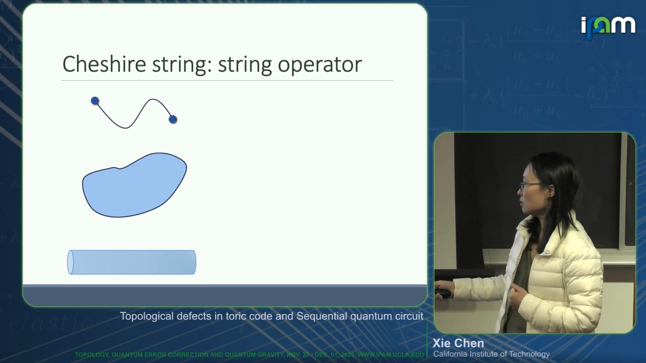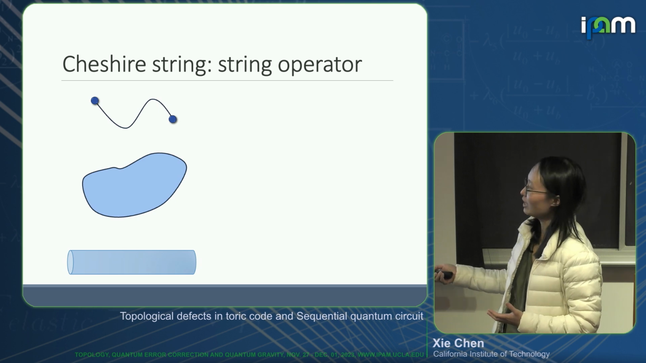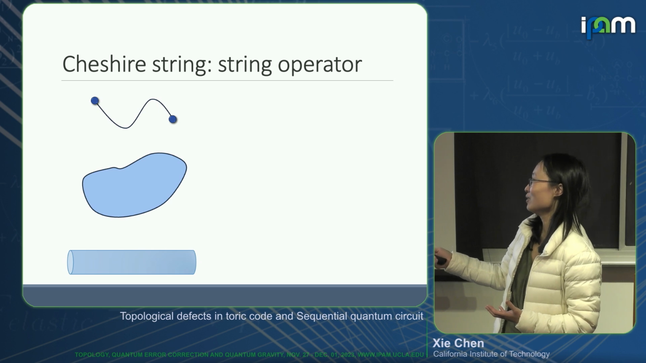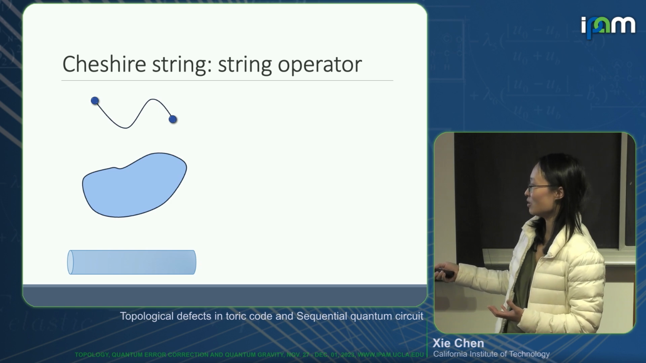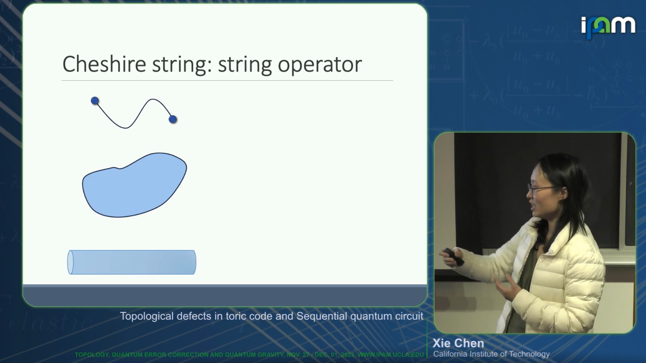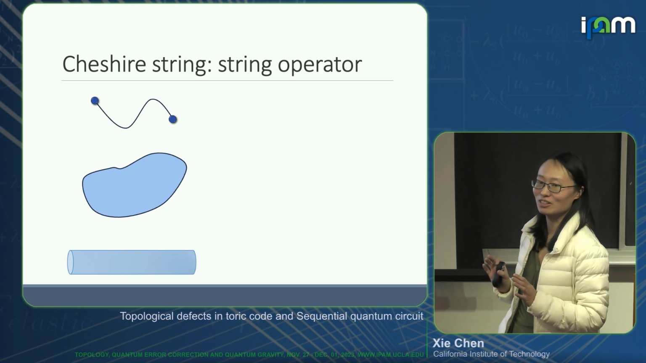But when people talk about the Cheshire string, they talk about changing the Hamiltonian. And that's not how we usually talk about anyons. We don't usually change the Hamiltonian to get an anyon. We don't usually change the Hamiltonian to get a flux loop. And if I change the Hamiltonian to get a Cheshire string, and if I want to move the Cheshire string, I don't know if I should change the Hamiltonian back and just change it at a different location. How should I even think about it?